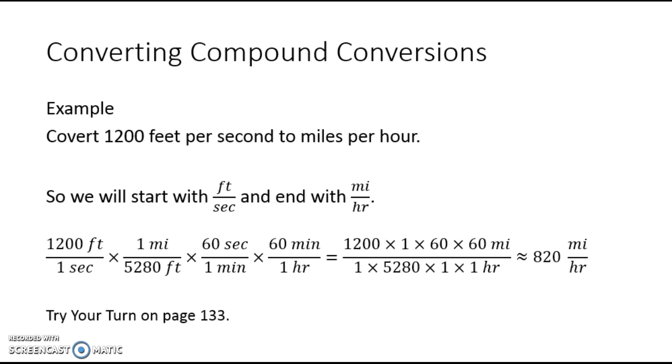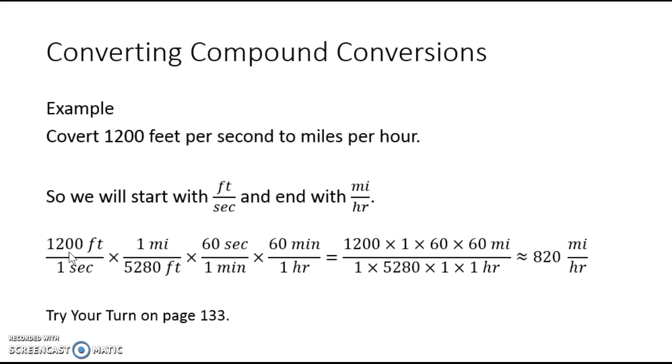So the example is convert, and I just spelled convert there wrong, so it should be convert 1,200 feet per second to miles per hour. So it's pretty much going to be very similar to what we've been doing with a few small caveats here. So 1,200 feet per second is the same thing as saying 1,200 feet in our numerator per 1 second in the denominator. Remember, the term after per will go in your denominator. So that's our starting quantity, our starting amount, our starting measure.